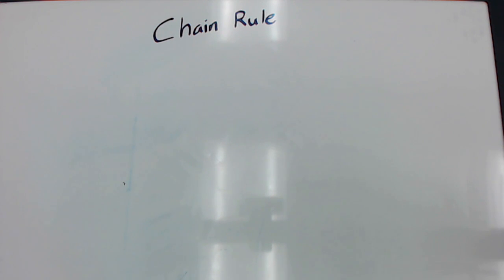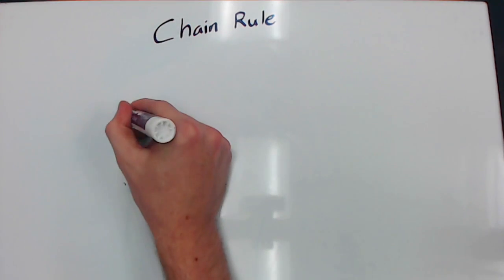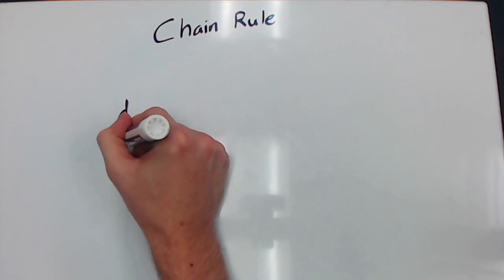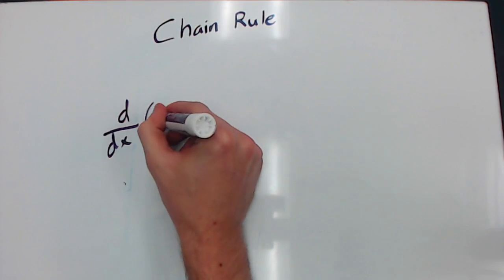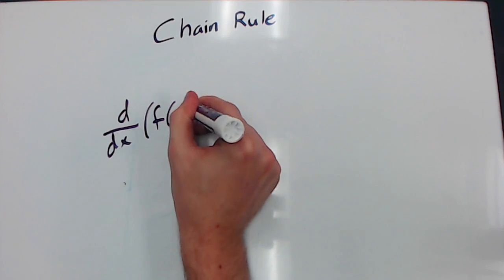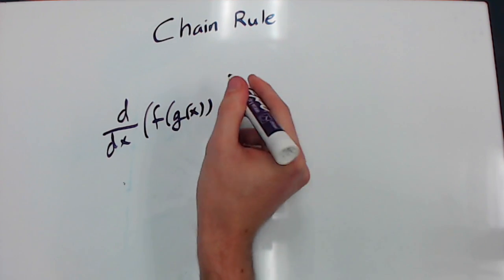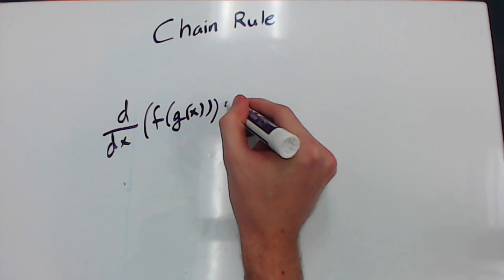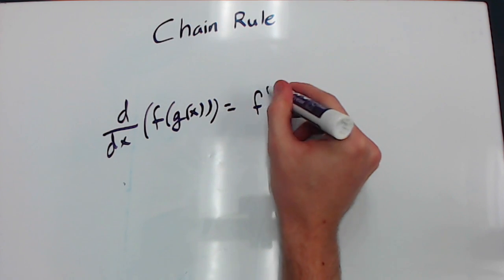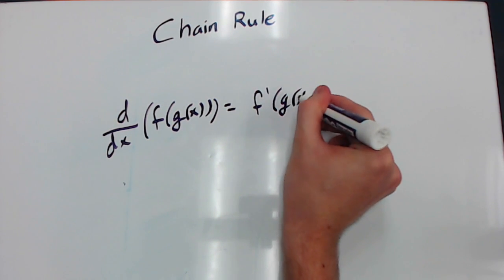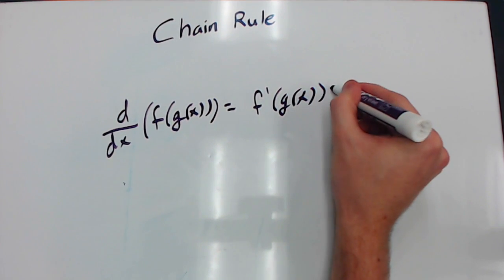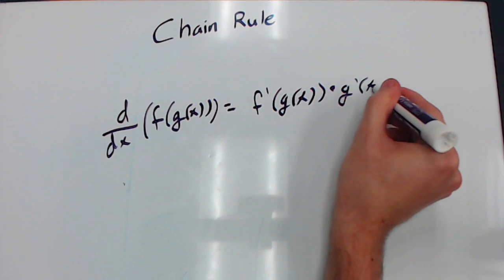The definition of chain rule is as follows. d/dx of f of g of x is equal to f prime of g of x multiplied by g prime of x.